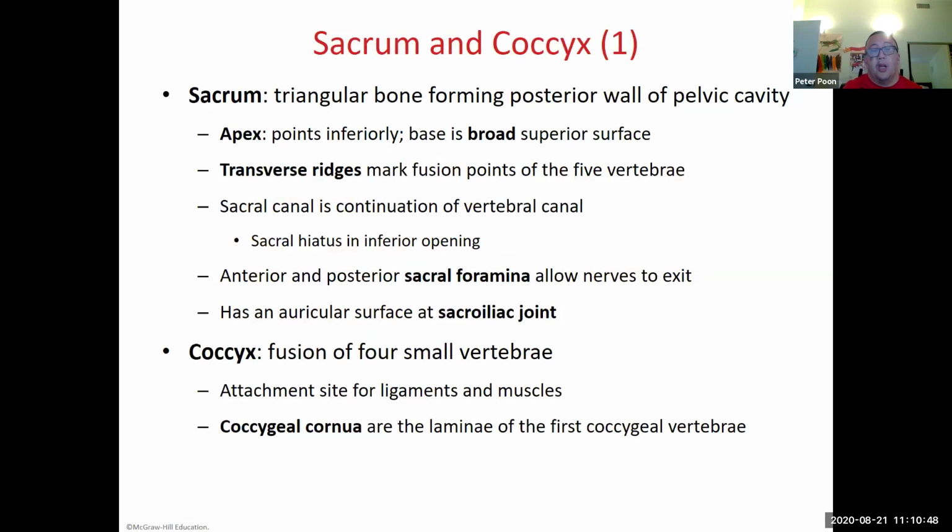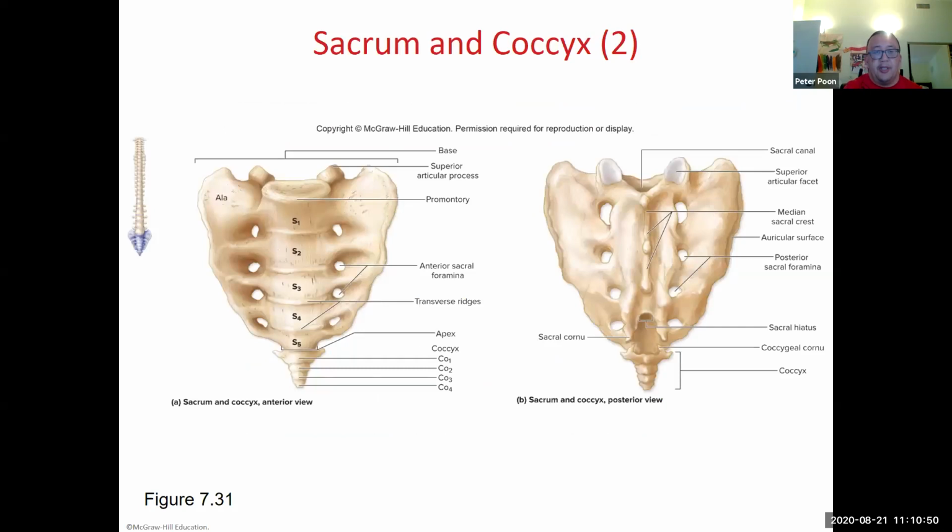Sacrum and coccyx. So this is a sacrum. The promontory is right here. The sacral promontory, first of all, promontory means lookout point, like a lookout point that looks out onto the beach. The sacral promontory is important because that's literally where your center of gravity is. Your center of gravity is about an inch in front of that.